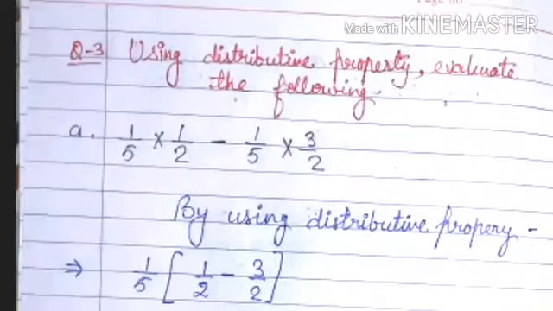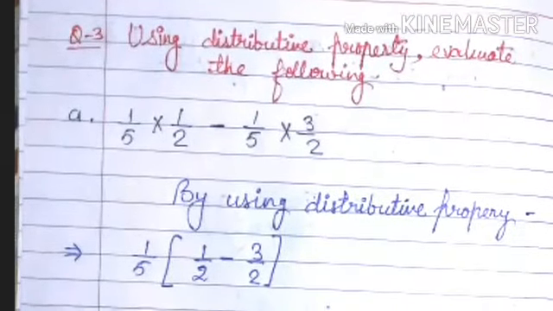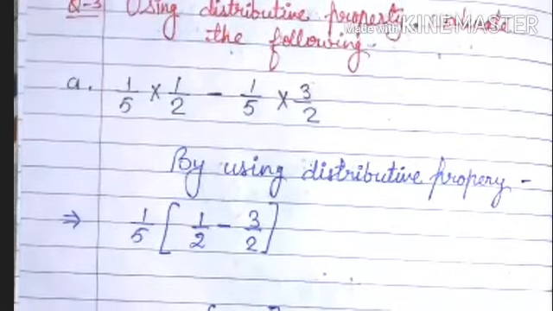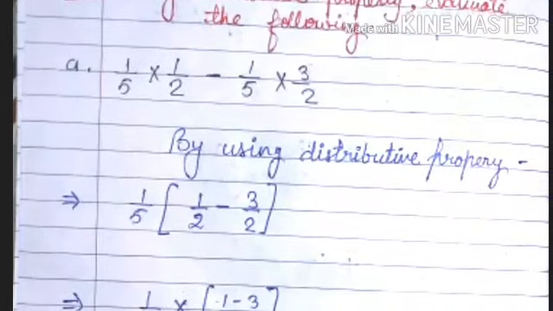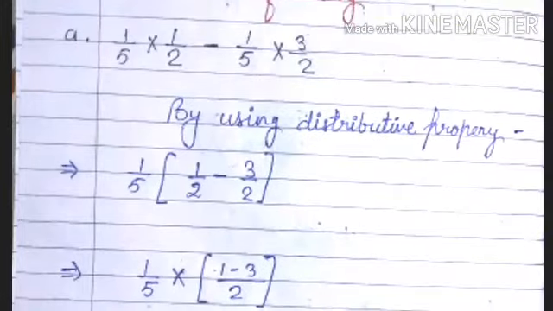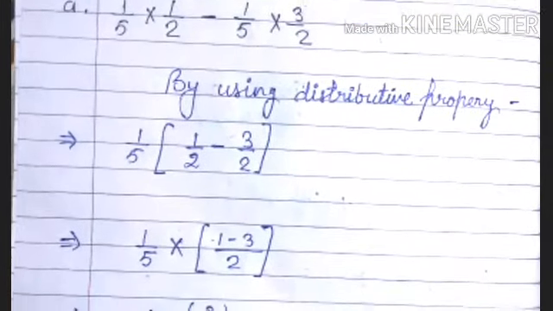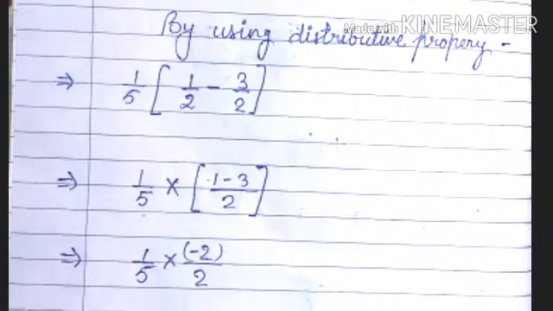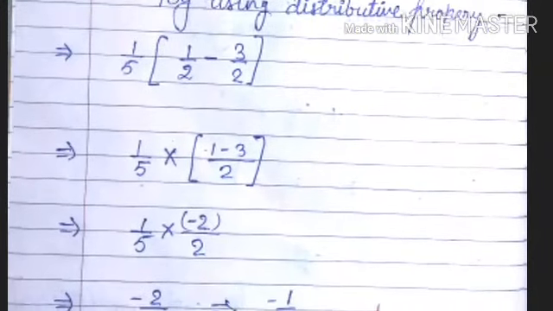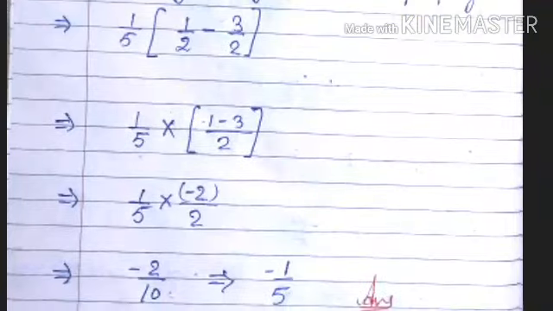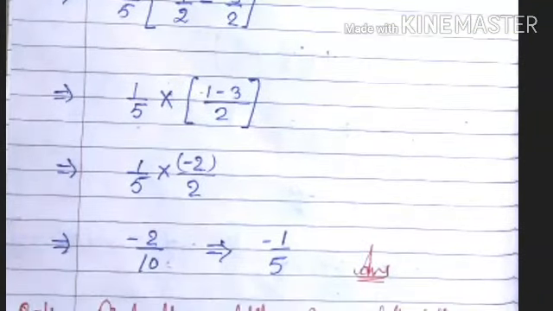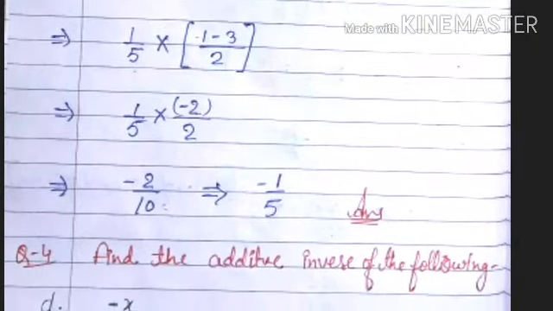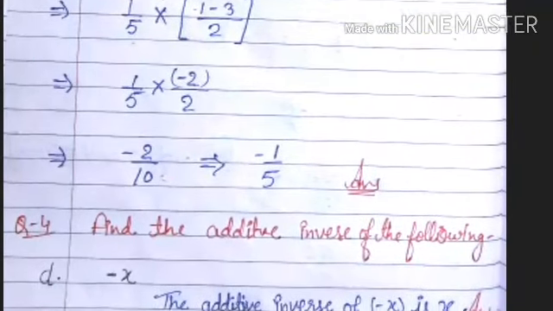Next, the third question is using distributive property evaluate the following. The first question A is 1 upon 5 multiplied by 1 upon 2 minus 1 upon 5 multiplied by 3 upon 2. So by using distributive property, we will take common 1 upon 5 and we will write in bracket 1 upon 2 minus 3 upon 2. And now we will take the LCM, and then we will get 1 upon 5 multiplied by 1 minus 3 upon 2, and then we will finally get minus 2 upon 10, and in simplest form it can be written as minus 1 upon 5. And the next question is find the additive inverse of the following.